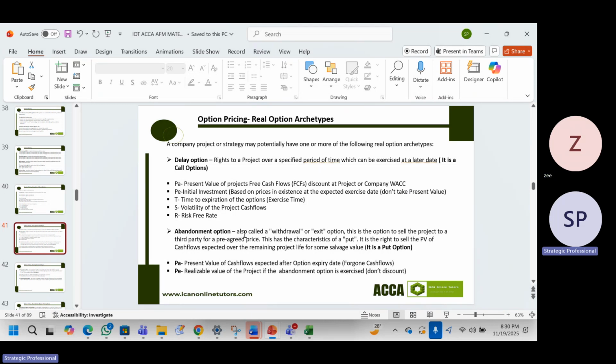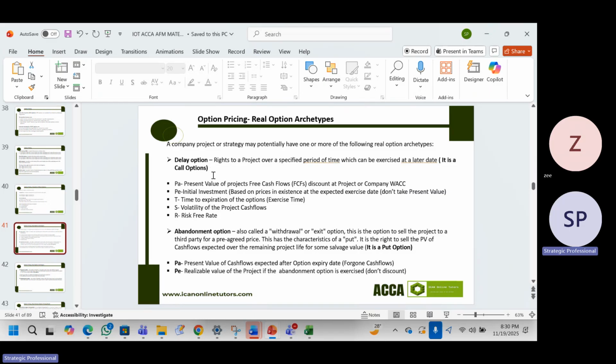That's delay. So what's abandonment? Abandonment is also called a withdrawal or exit option. This is the option to sell the project to a third party for a pre-agreed price. So I can build a project now and sell it. When I sell it, that's an abandonment option, and it has the characteristics of a put because you are selling. Put is to sell, while delay is a call.